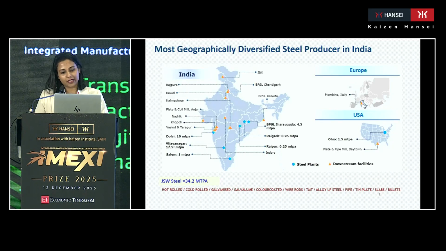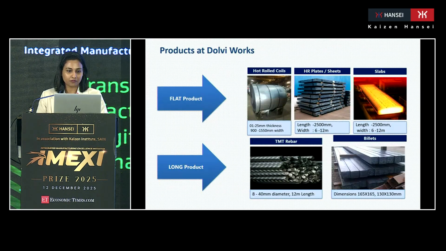We are spread across various states of the country. We have our presence in Europe and USA. The products at Dolvi Works are as shown: HRC, HR plate, slab, TMT, and pellet.